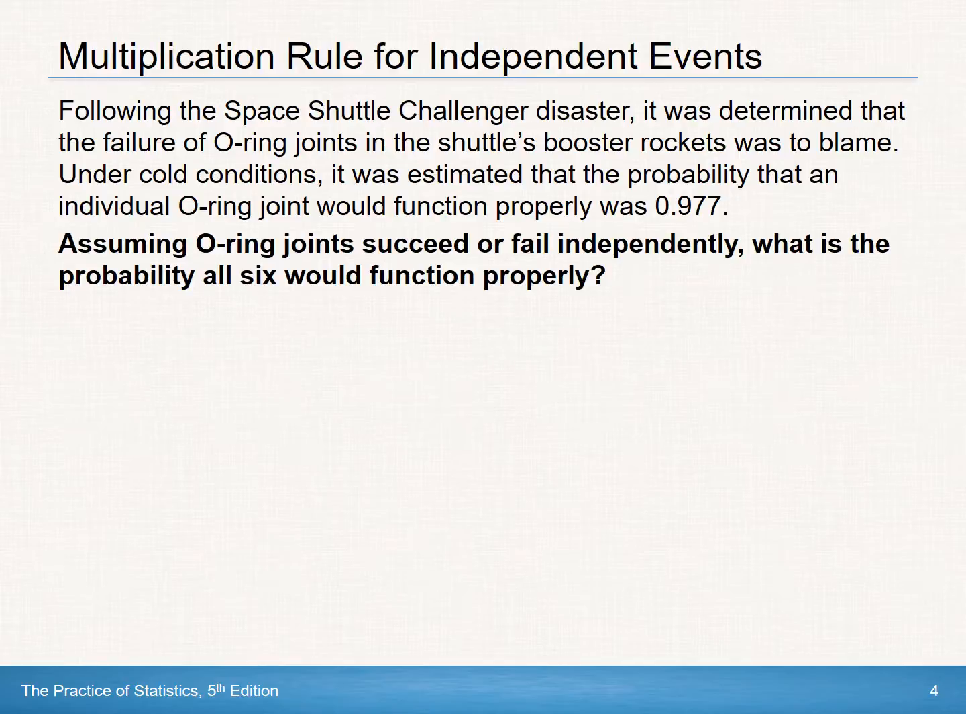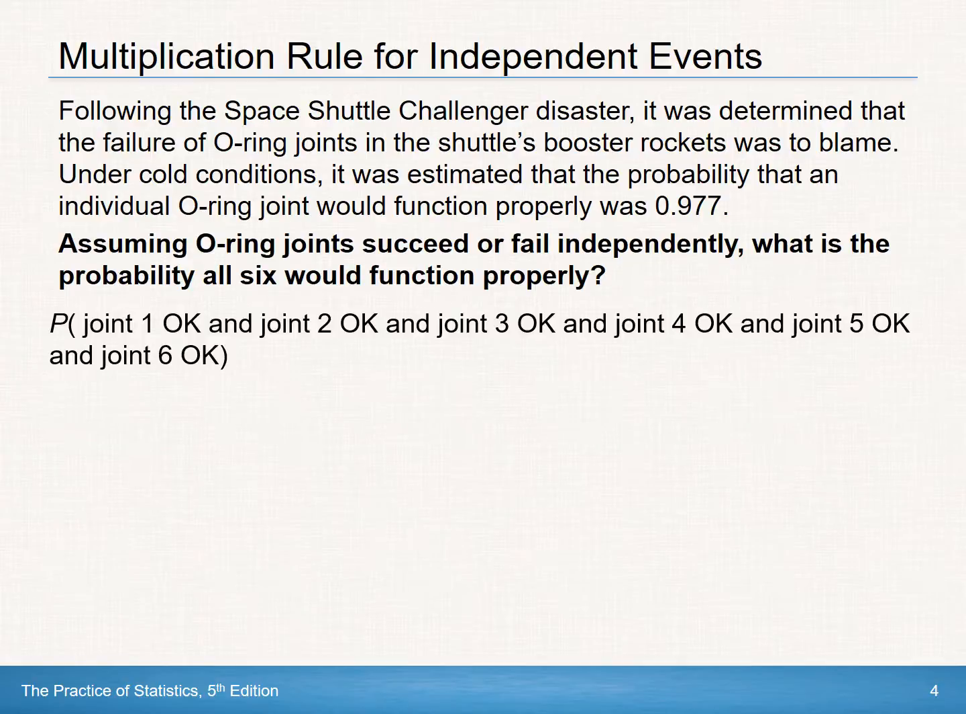For an example, following the Space Shuttle Challenger disaster, it was determined that the failure of O-ring joints in the shuttle's booster rockets was to blame. Under cold conditions, it was estimated that the probability that an individual O-ring would function properly was 0.977. Assuming O-ring joints succeed or fail independently, what is the probability that all 6 would function properly?